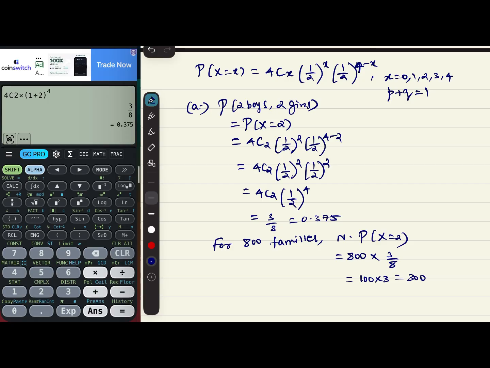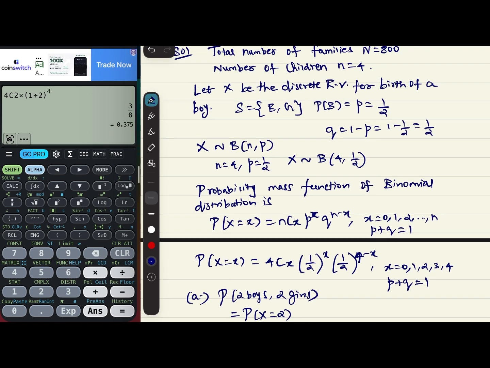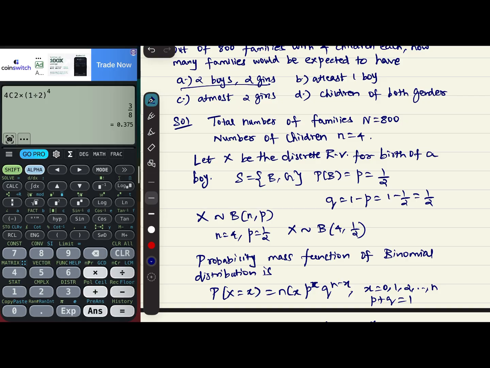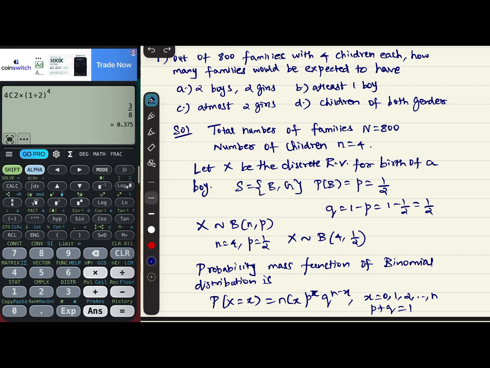So out of 800 families, 300 families will have children exactly with two boys and two girls. Okay, so that is the case, right? So this is the first question. Okay, we have finished this part. All right. Now let us go with at least one boy.